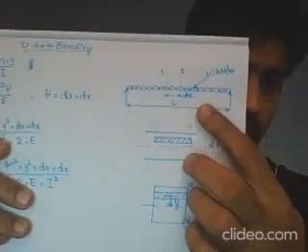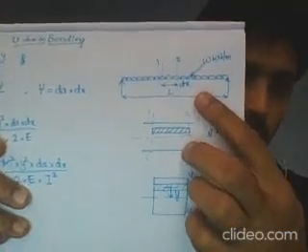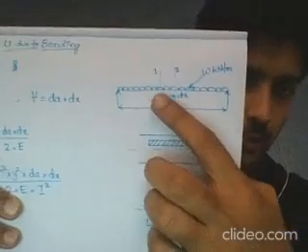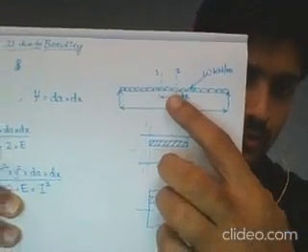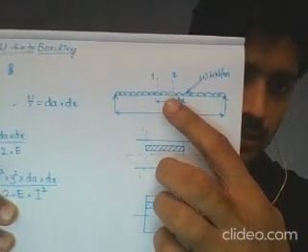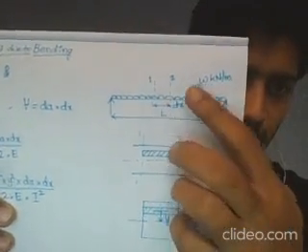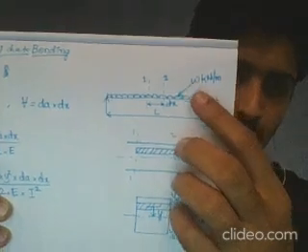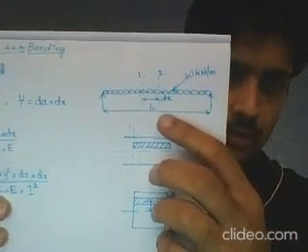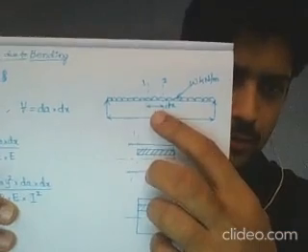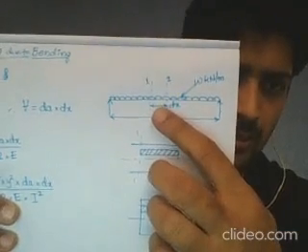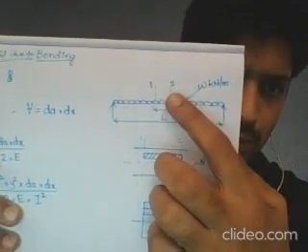Consider one simply supported beam on which there is one uniformly distributed load for its entire span. The uniformly distributed load magnitude is W kilonewtons per meter. Now let us consider two sections on this simply supported beam, section 1-1 and section 2-2.